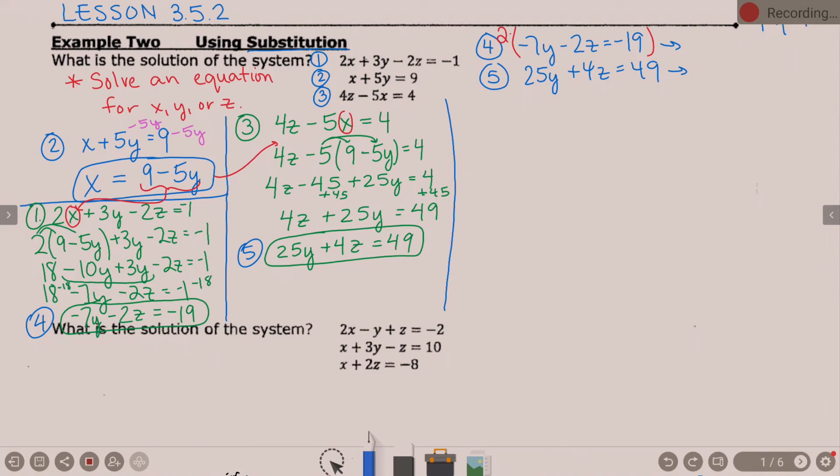Maybe. When I multiply that top equation by 2, it becomes negative 14y minus 4z equals negative 38. By the way, I'm not going to feel sympathetic for you with big numbers because you're allowed to use a calculator, right? So, no sympathy there. The bottom equation, I'm just going to rewrite it. 25y plus 4z equals 49.